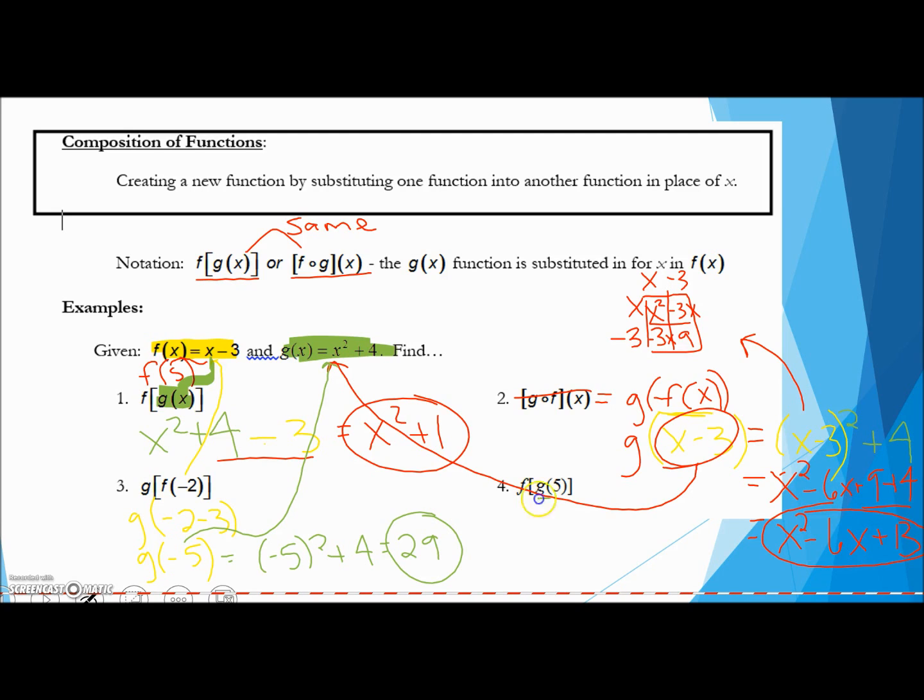So let's try another one. For this one, I do the inside first. I have to plug 5 into g first. So I take that 5, I plug it in. So 5 squared plus 4. When I do 5 squared plus 4, I get 29. Now I'm going to take that 29 and plug it into the f function. So 29 minus 3, and I get 26 as my answer.